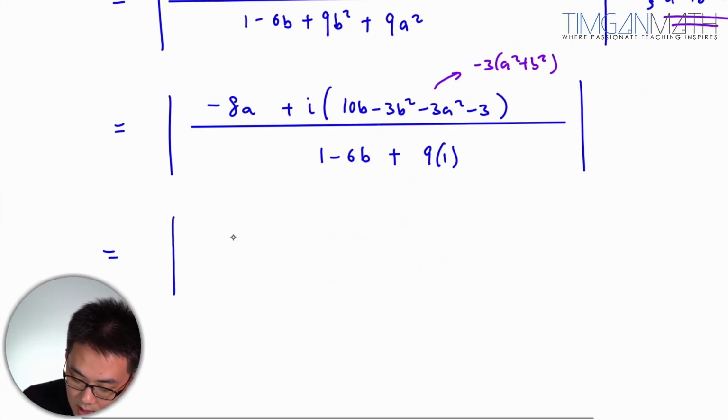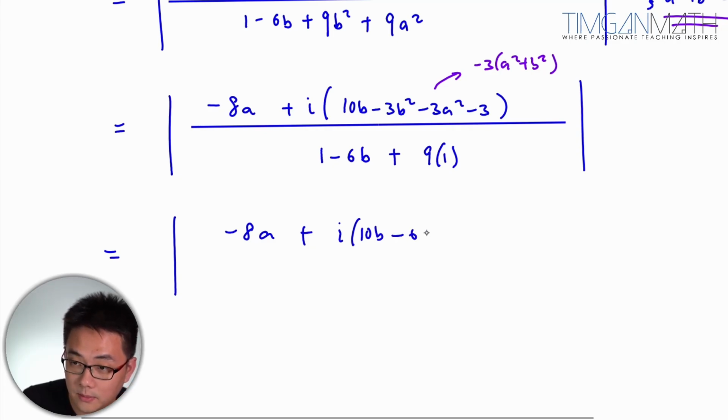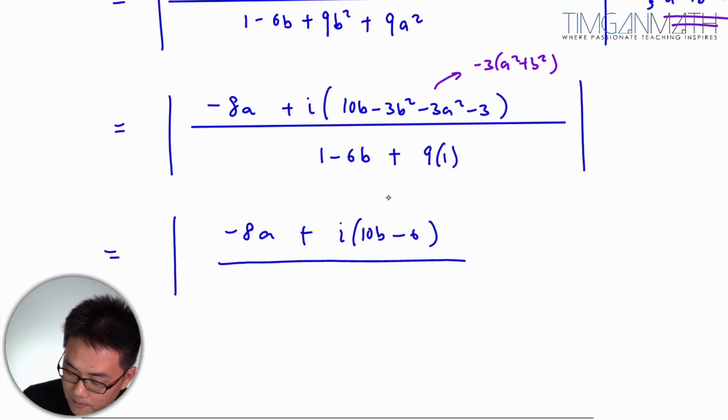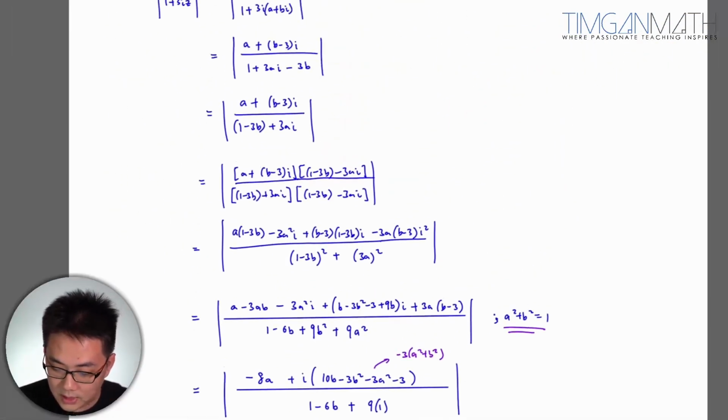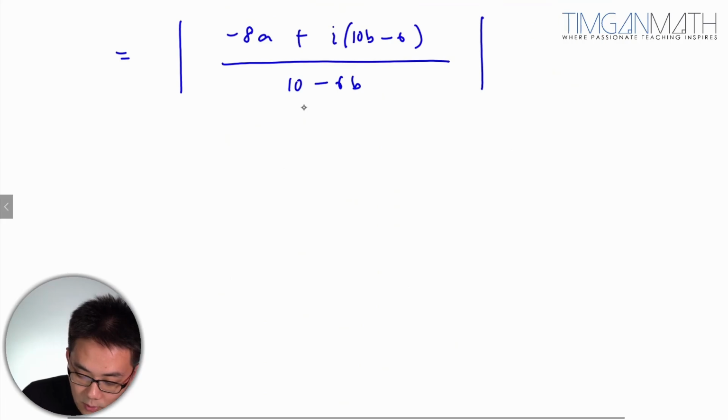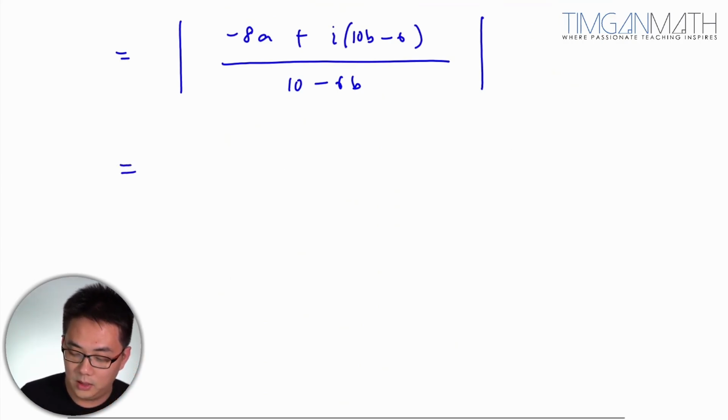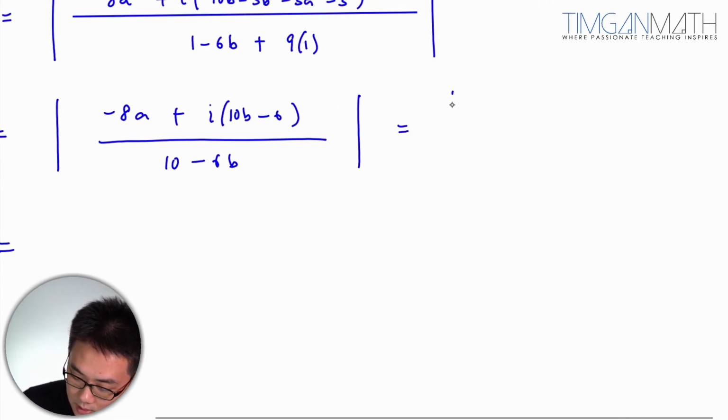So this will just be minus 8a plus 10b minus 6 over 10 minus 6b. Great. Okay. So in this case, if you want to find the modulus, we take, so this is actually, just let me slowly write this out.